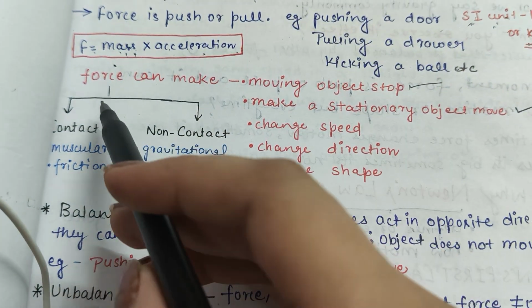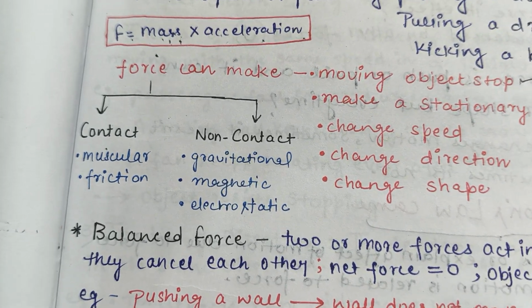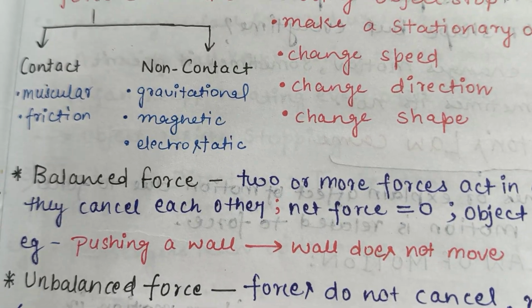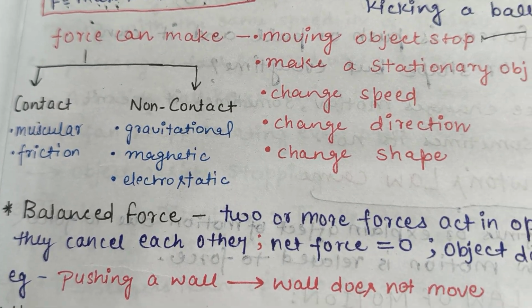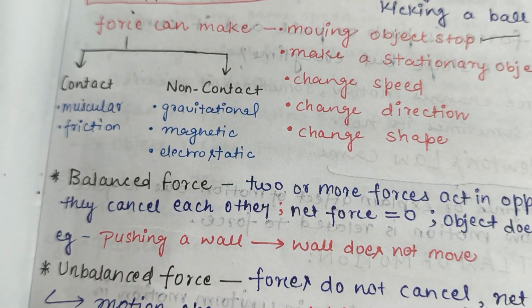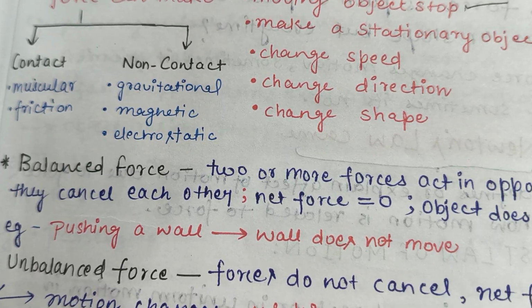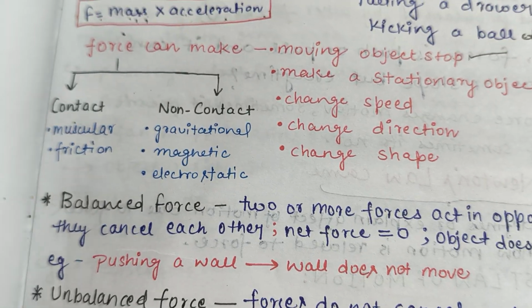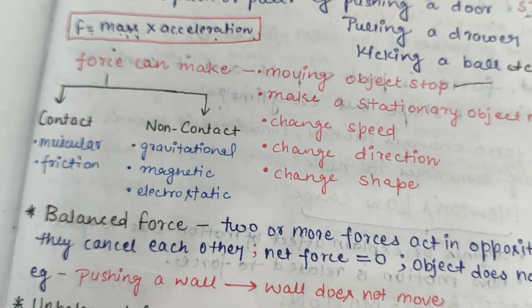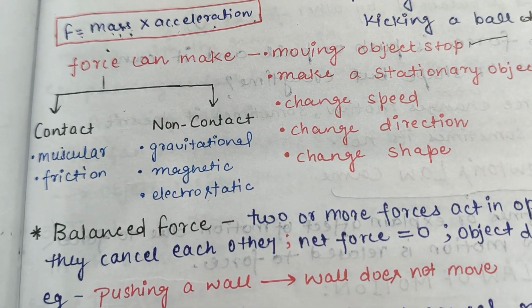And now force, we can divide it into two parts, contact force and non-contact force. The first contact force is muscular force, the force that is applied by our muscles. For example, if you are kicking a ball, then it is kicked by your leg. If you are rolling a roti, the force is applied by your hand. If you are holding a bag or a heavy material, it is being held by your hand. So in all these cases, the force is applied by the muscles.